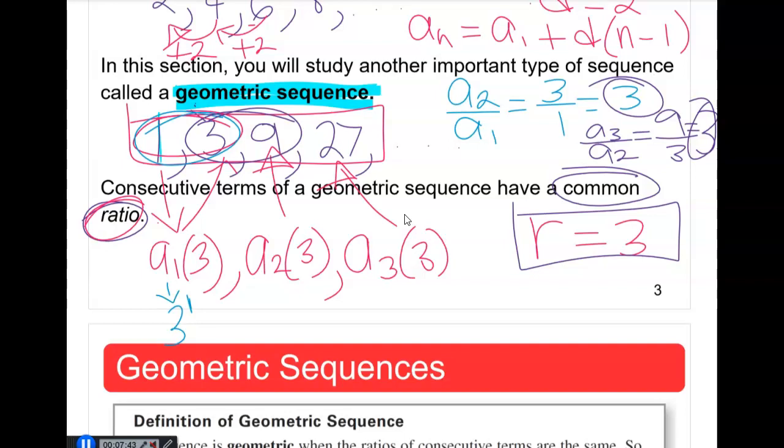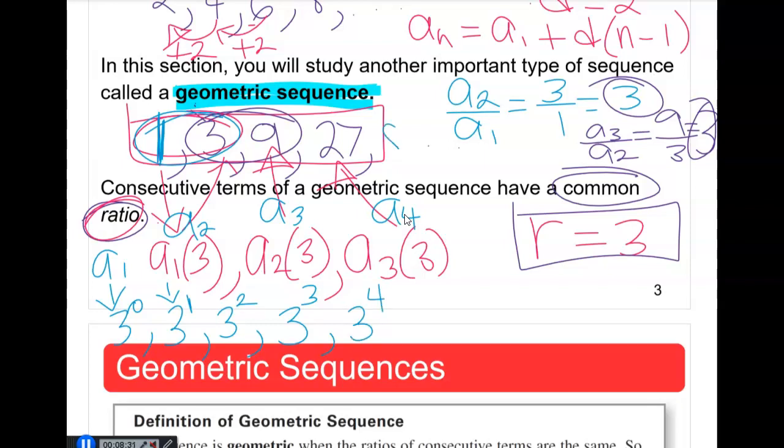Then a sub 2 is 3 to the second power. In fact, I'm sorry, a sub 1 is 3 to the 0 power. And that's how we get the first term, 1. Then a sub 2, remember this is how we got a sub 2, is 3 to the first power. A sub 3 happens to be 3 squared, which is 9. And then a sub 4 happens to be 3 to the third power. So if we were to find the next term, this will be 3 to the fourth power, which is 81.